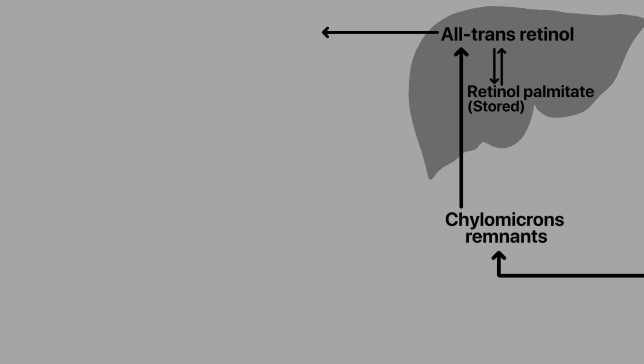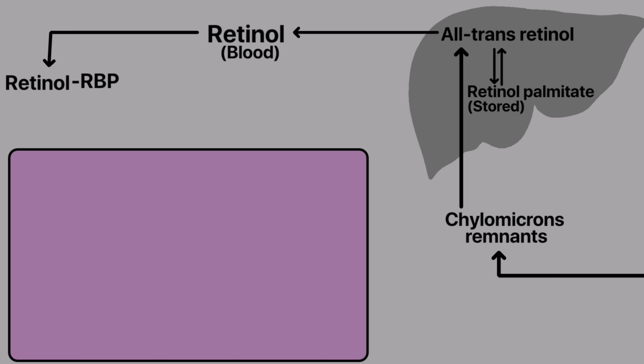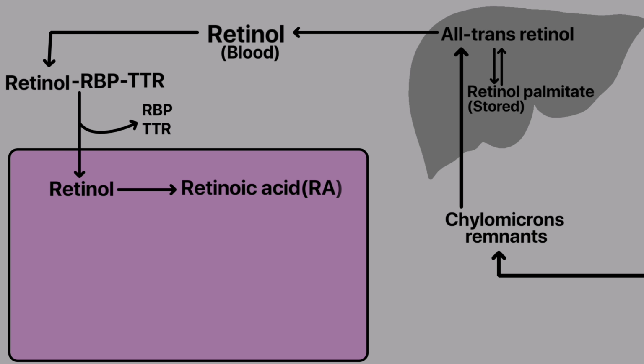When needed, retinol is released from the liver and is transported to other tissues through blood by retinol-binding protein, or RBP, which is complexed with transthyretin. As this complex reaches the target tissues, it binds to a transport protein on the surface of the cell, which permits retinol to enter the cell. In target tissues, such as epithelial tissues, the retinol is converted to retinoic acid, or RA.